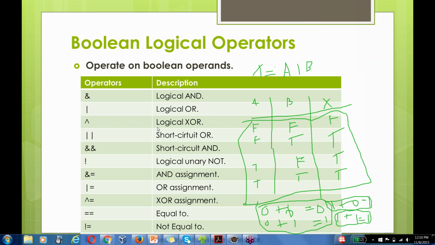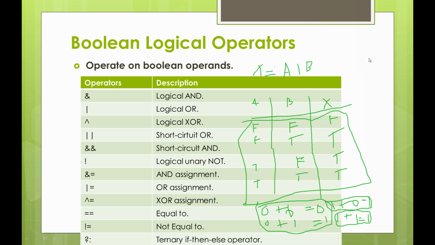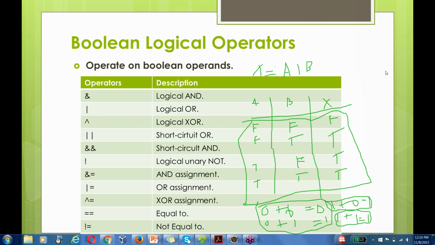So next we have logical AND, OR and XOR operations. The XOR, as I told you, will result in true only when the two values A and B are not equal. Only under those two conditions will XOR be true. For the other two conditions, when both are equal, it will be false. That is the XOR condition.